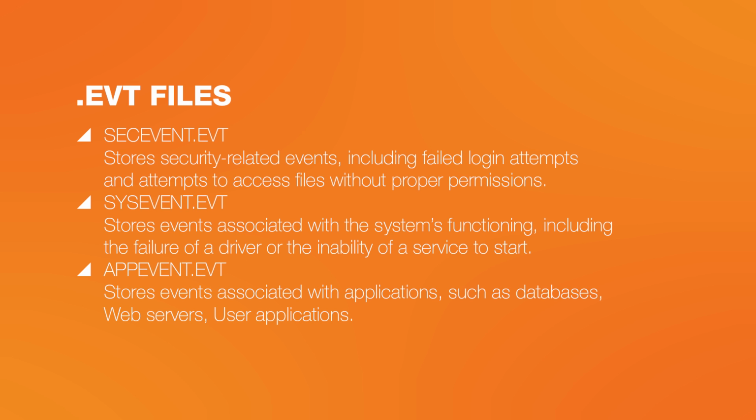Windows stores various events in 3 event logs in a binary format: SecEvent, SysEvent, and AppEvent. Windows Event Viewer is used to read these log files. Application logs in AppEvent contain events logged by programs or applications, for example, a file error logged by a database program. The events that are logged and the amount of detail provided are determined by the application developer.